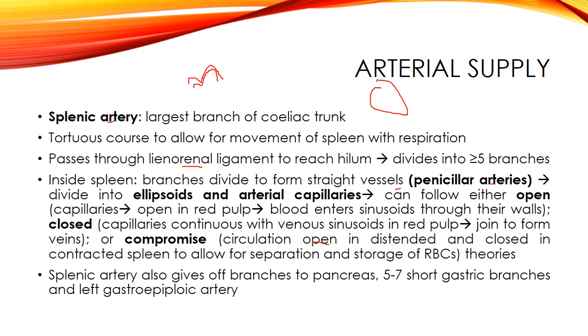The splenic artery, as we have studied previously, also gives off various branches to the pancreas. We all know that it gives 5 to 7 short gastric branches which traverse the gastrosplenic ligament, and it also gives off a left gastroepiploic artery, which anastomoses with the right gastroepiploic artery around the greater curvature of the stomach.